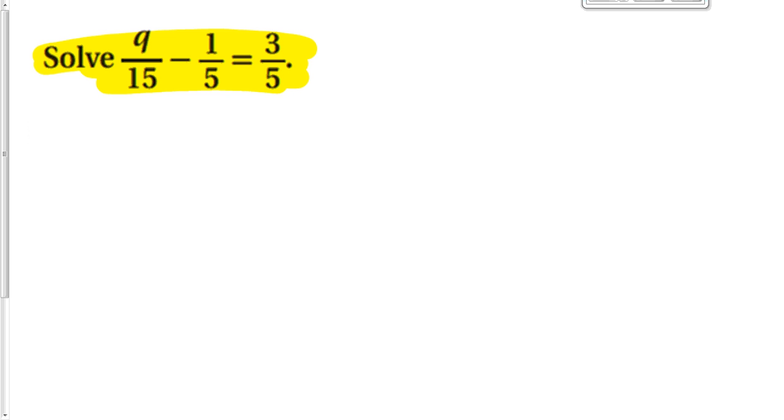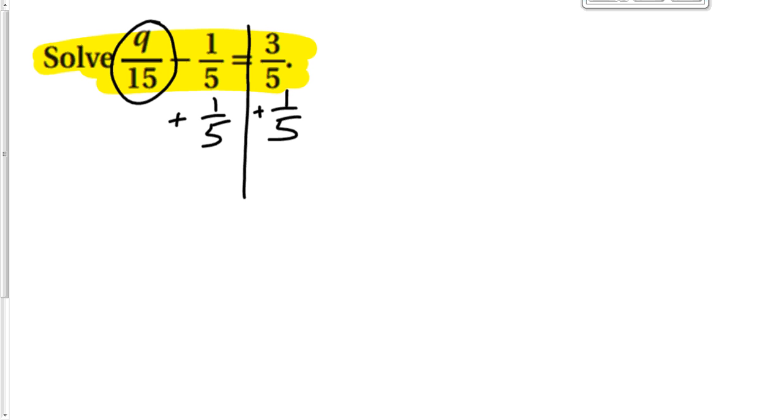All right, this one is a bit more involved. So we have q over 15 minus 1/5 equals 3/5. A couple different options here. Many of you will think, well, I should probably get a common denominator, and that can definitely do the trick. Or you can notice, once you find your variable term, that if I add 1/5 to both sides, so the opposite of subtracting 1/5, the two fractions on the right side already have the same denominator.